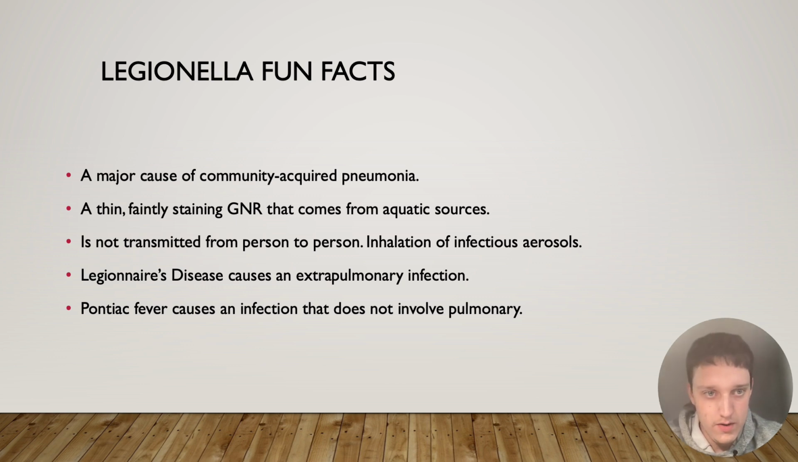Your community-acquired pneumonias are going to be strep pneumo, Mycoplasma pneumoniae, Chlamydia pneumoniae, and then Legionnaires. So those 4 are part of that group. It's a thin, faintly staining gram-negative bacillus. It's going to come from water sources, which is going to be important in the coming slides.